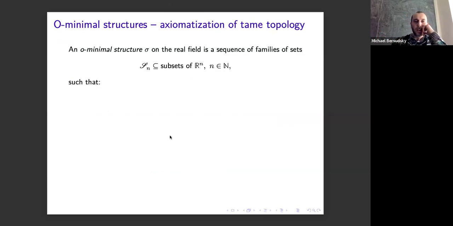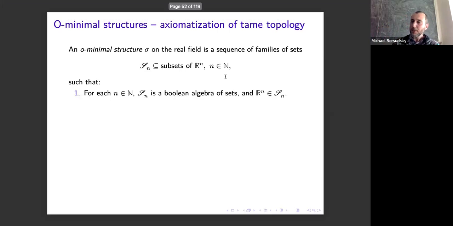Now my plan is to quickly show the axioms for an O-minimal structure, but I don't think that they're very enlightening. I just want to give you a formal definition quickly, just to have something concrete in mind. So an O-minimal structure, as I said, is a family of sets in each dimension. In each dimension, you have some collection of sets, and they need to satisfy the following.